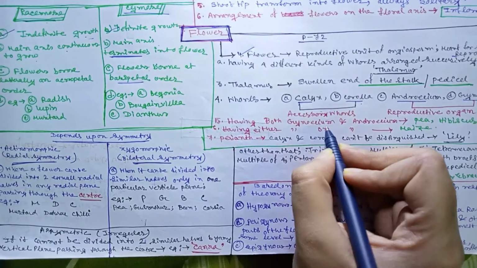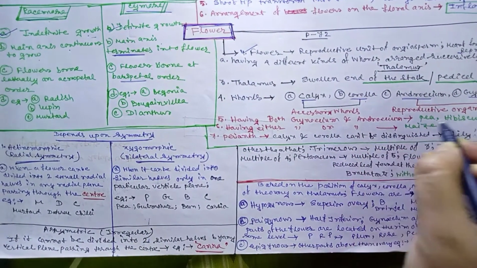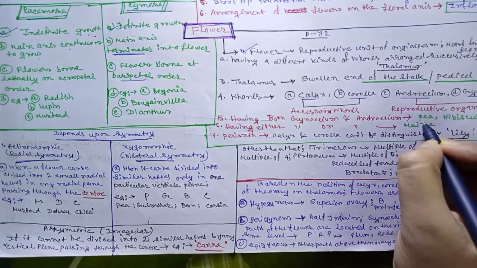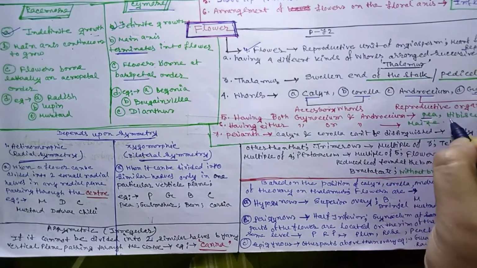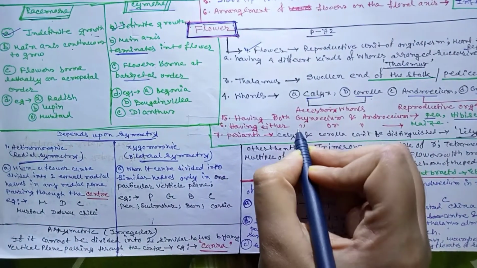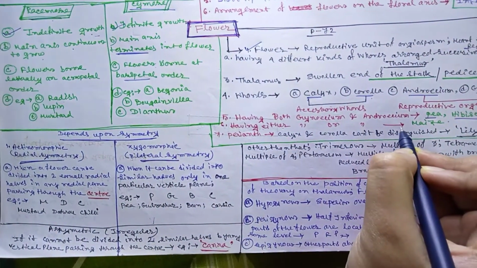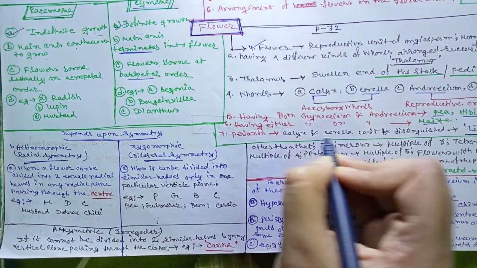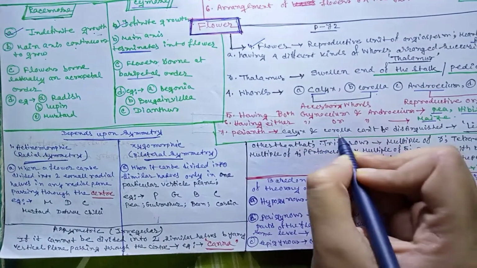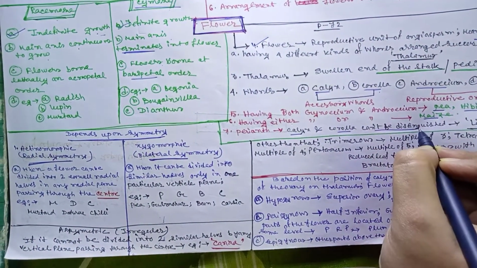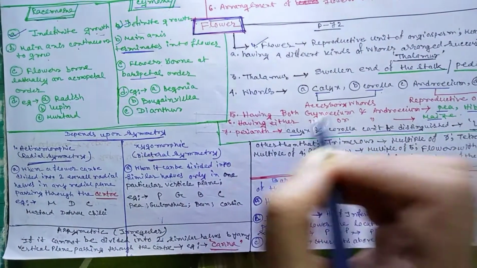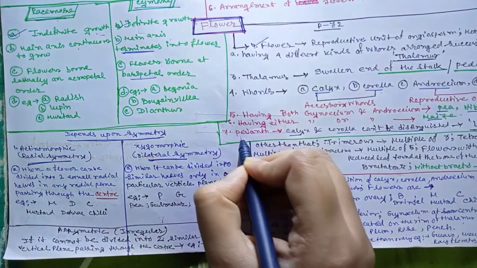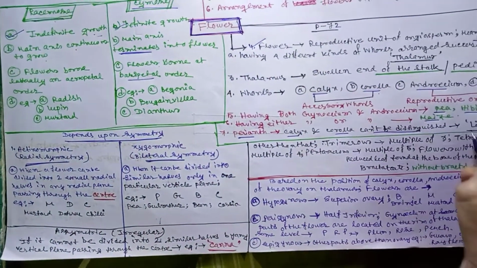Having both gynoecium and androecium is seen in the plants of pea and hibiscus; having either gynoecium or androecium is seen in maize. What is perianth? When calyx and corolla cannot be distinguished in a plant, the situation is called perianth. It is seen in lily.